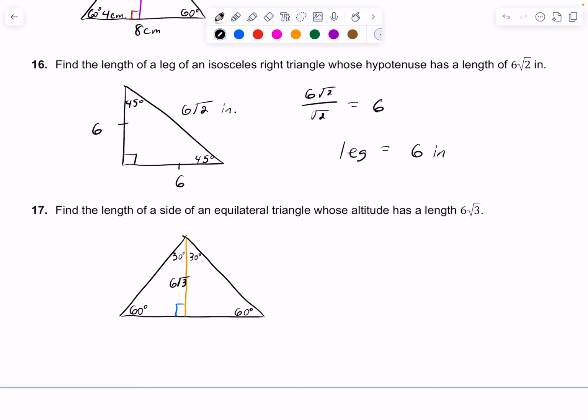So if that is across from the 60, then I'm going to find the length that's across from the 30 degrees, which is going to be 6 root 3 divided by the square root of 3, which is just 6 units. And then to find the hypotenuse for this 30, 60, 90, you double that to get 12. So the length of one side of an equilateral triangle whose altitude has a length of 6 root 3 units is going to be 12 units. So length of side is 12 units.